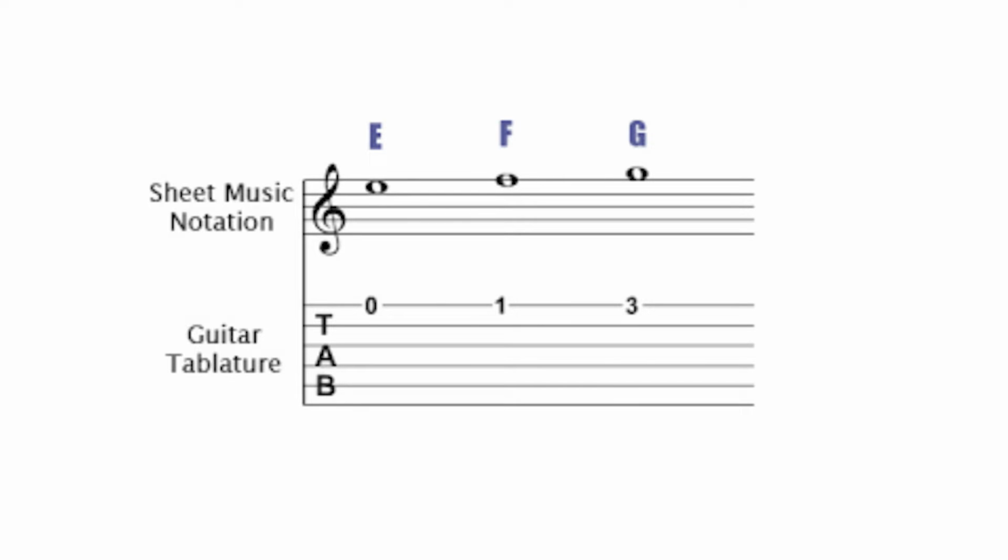So you look at it, you know exactly what string you need to play. You look at the number, you know exactly what you need to do with that string, versus looking at that sheet. If you're not familiar with sheet music, you probably have no idea what's going on there, what you're looking at. You just see E, F, G written above it, but how do you know that's E, F, G?